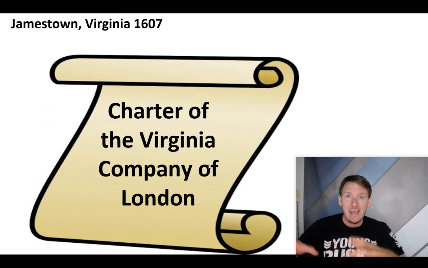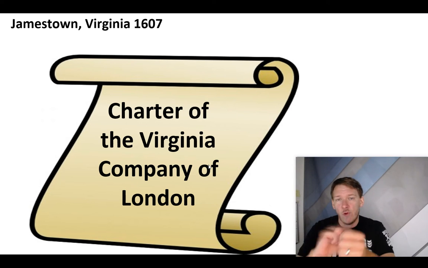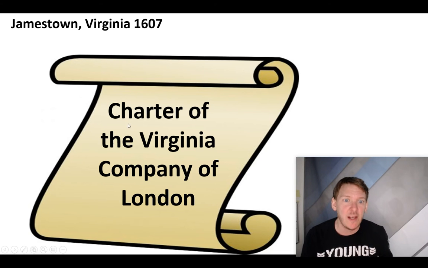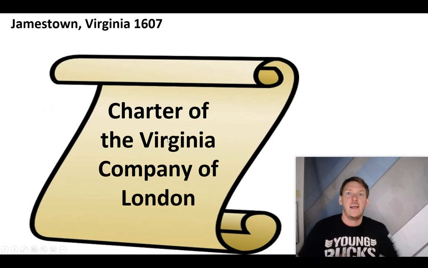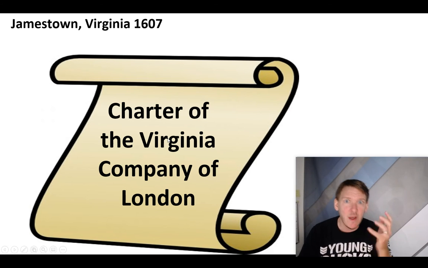So the company in England gets investors. They set it up. They write documents down that explain the company. That's the charter of the Company of London. And in that it explains, like, here's what we're going to do. It's what we're about. Let's go do it.